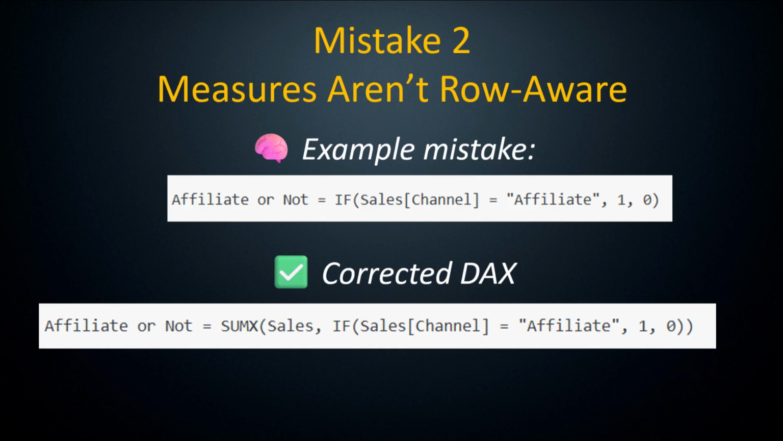Mistake number 2. Measures aren't row-aware by default. Unlike Excel formulas, you can't directly reference a row inside a DAX measure. This works in a calculated column, but not in a measure because measures work on an aggregated context, not row by row. To simulate row by row behavior, use an iterator function like sumx. Sumx iterates over each row, checks the condition and then sums the ones and zeros.